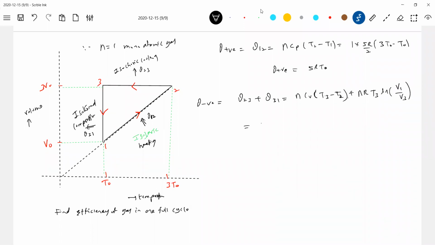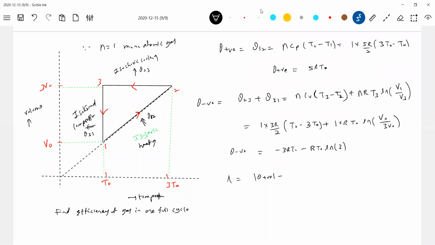Let's substitute all: 1 mole, 3R by 2. Temperature of gas at 3 is T naught, log of V naught by 3V naught. So this will be minus RT naught log 3.